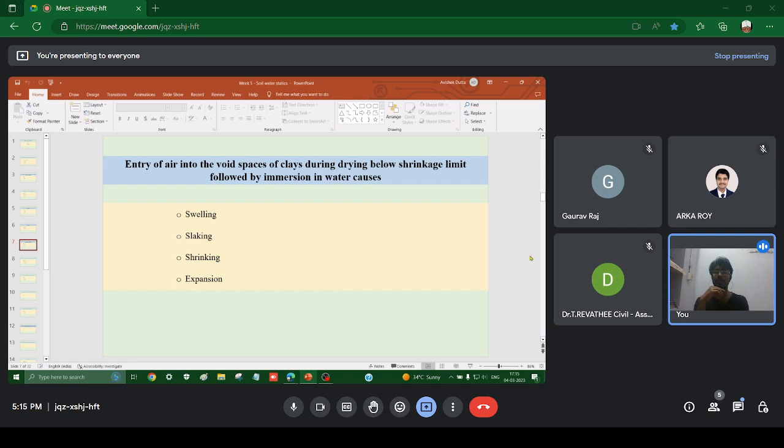Entry of air into the void spaces of clays during drying below shrinkage limit. When a sample of clay is dried below shrinkage limit, air enters into the void spaces. Afterwards, if it is followed by immersion in water, what will happen? What is the phenomenon called? The options are swelling, slaking, shrinking, or expansion.